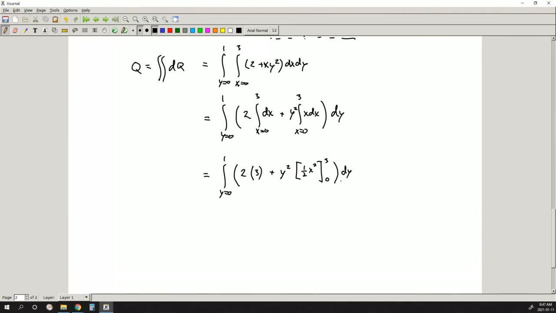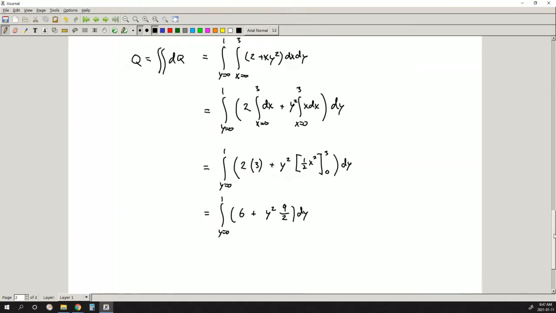Once we're done, we would still need to integrate this over y, right? Writing it down one more time, we have y equals 0 to y equals 1. These two terms obviously combine, and we end up with a 6. Then we have our y squared left over. If we evaluate at 0, it's going to be 0, so all we're left with is 3 squared over 2, so we end up with 9 over 2 dy.